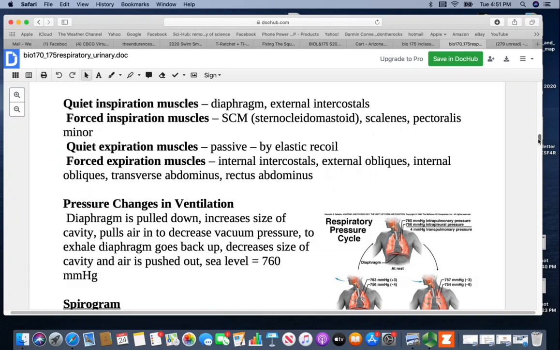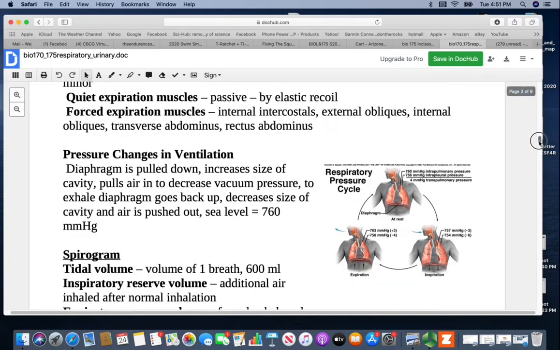So pressure changes will occur during ventilation. So here, this picture helps to show some of these things. The diaphragm is pulled down during inhalation. What this is going to do is increase the size of the air cavity. By increasing the size of the cavity, it's going to force it to pull air in to decrease that vacuum that would have been created.